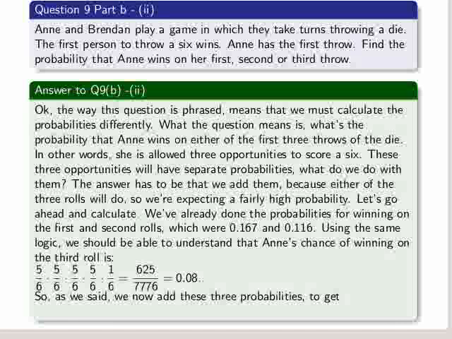So, as we said, we now add these 3 probabilities: 0.167 plus 0.116 plus 0.08, and we get 0.363, which is our answer for this section.